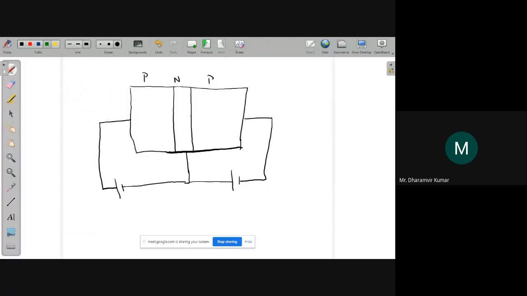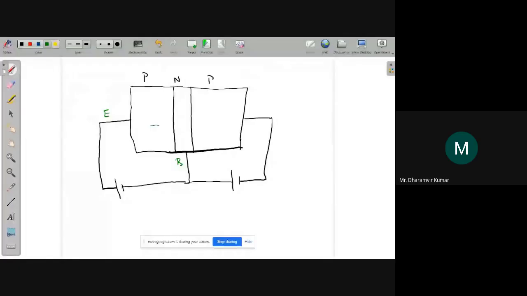So in the first case, we had seen that when this emitter base junction was considered, we had majority charge carriers flowing from left to right. And since the number of charge carriers were large, I can represent them with the help of a thick arrow like this. The thickness means the number of charge carriers is large.